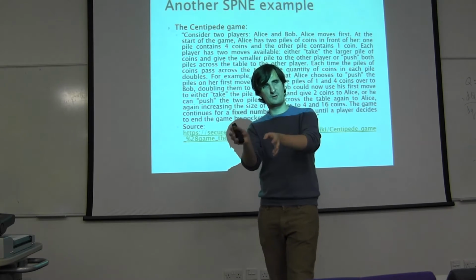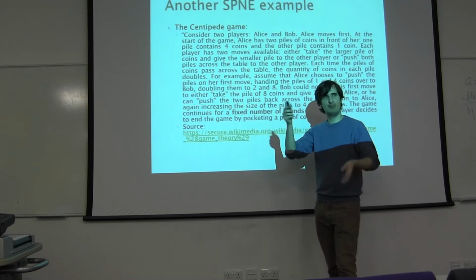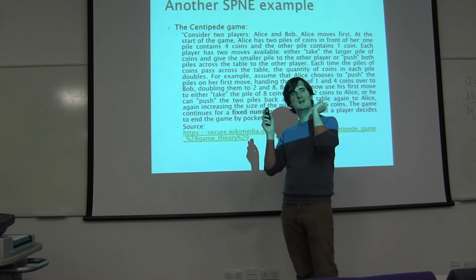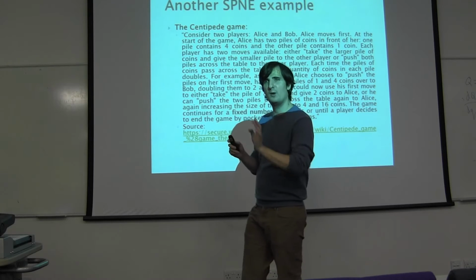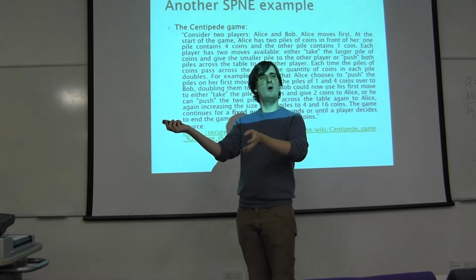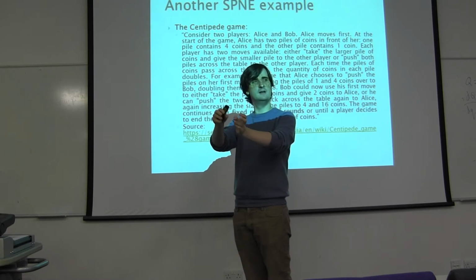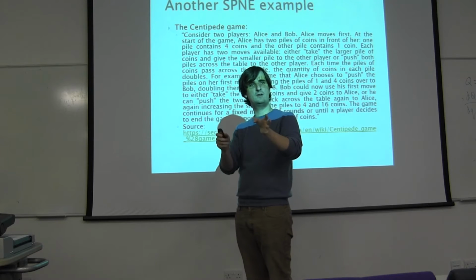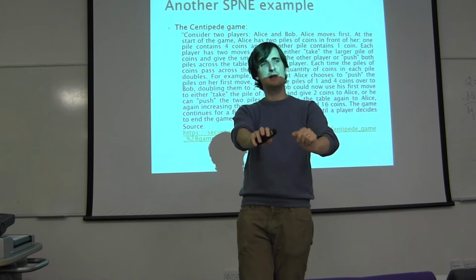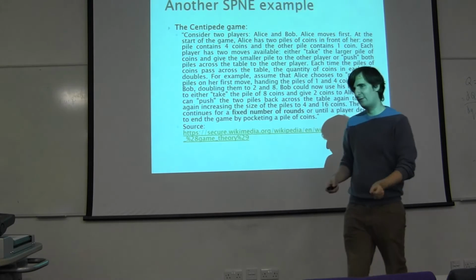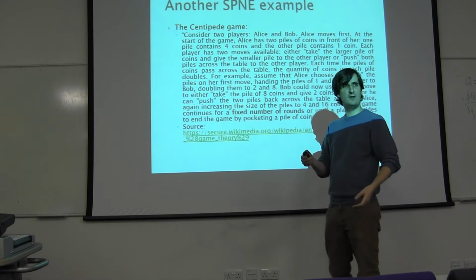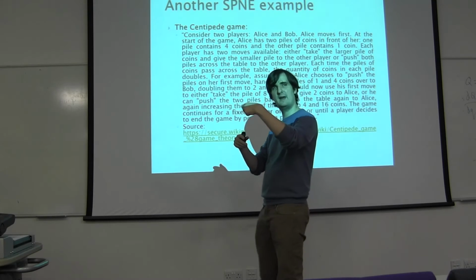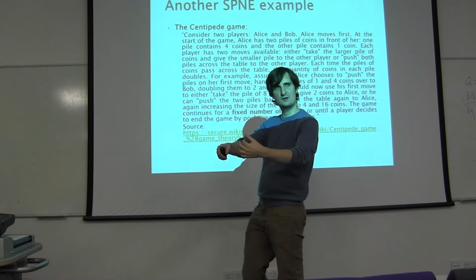If she pushes them across the table, then magically both piles of coins double in size. So the pile with 4 becomes 8, the pile with 1 becomes 2. Then Bob has the option to make the same decision. You can either take the 8, take the 2, or push them back across the table. If in the first period Alice takes the 4, then Bob gets the 1. If in the second period Bob takes the 8, then Alice gets the 2.